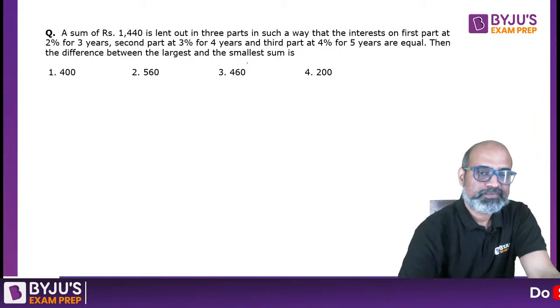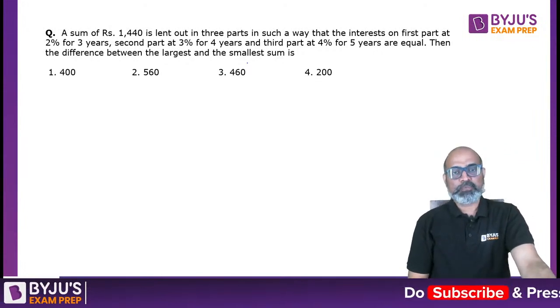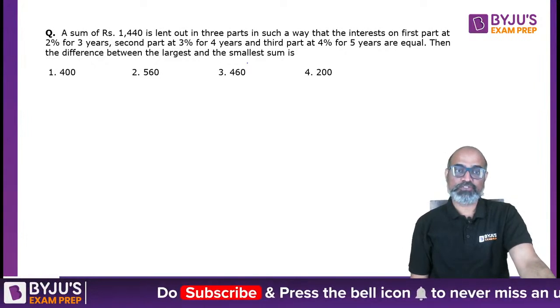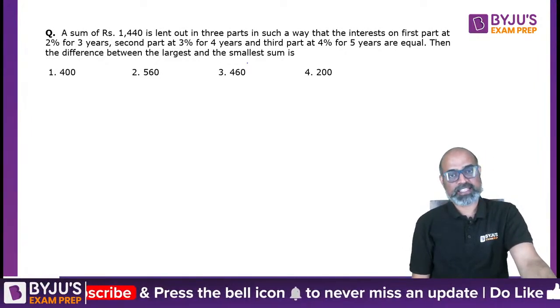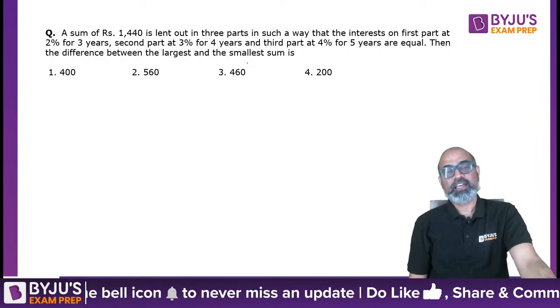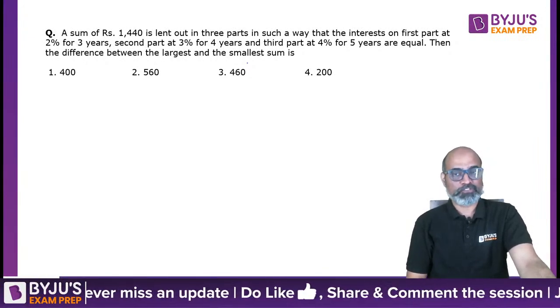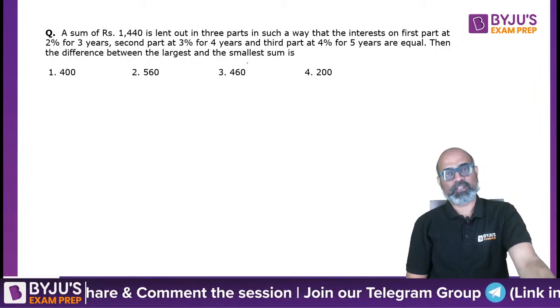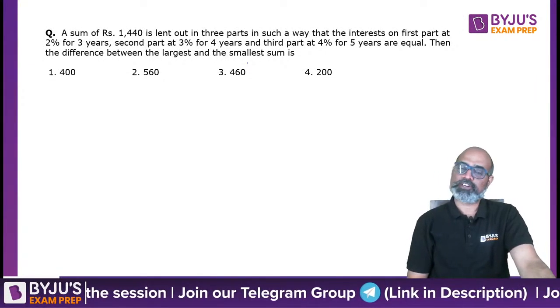Next question. A sum of rupees 1440 is lent out in 3 parts in such a way that the interest on the first part at 2% for 3 years, second part at 3% for 4 years, and third part at 4% for 5 years are equal. Then the difference between the largest and the smallest sum is. So we have to figure this out.